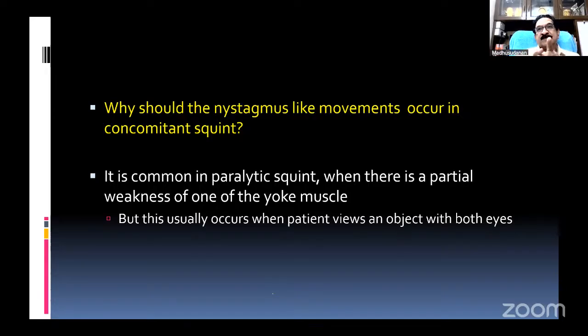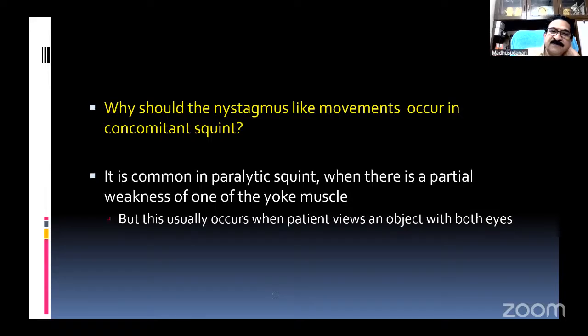You understood the point. Suppose you've got a mild weakness on the right side. We close the right eye, it does not move, doesn't matter. Nothing is happening on the other eye. When you want to view an object with both eyes, you have to give extra innervation to the paralyzed muscle, say the lateral rectus. That extra innervation goes to the contralateral medial rectus. So what will happen? That extra innervation results in overshooting and coming back.